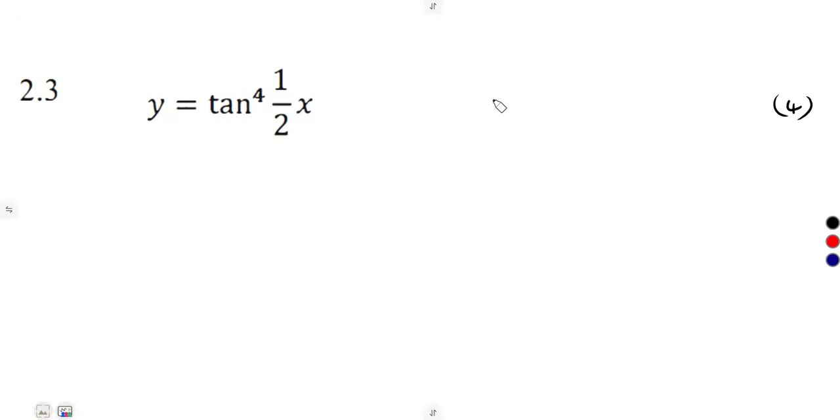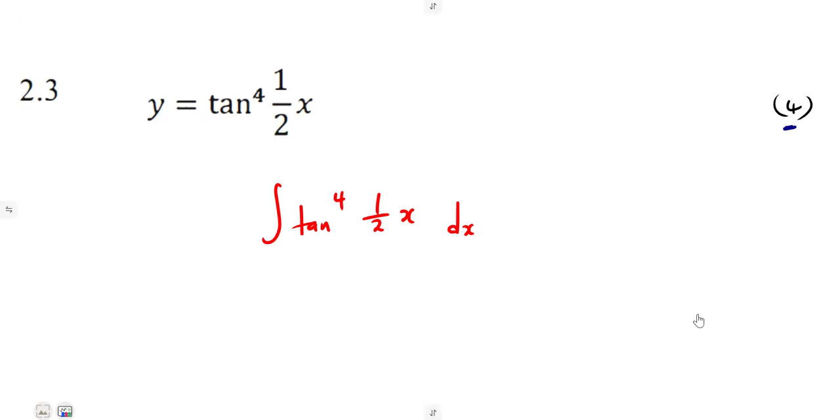So in this case, we are going to continue with our integrals, which was question number 2.3. That was a 4-mark question. We are given to integrate this part of y with respect to x. So that was the integral of tan to the exponent of 4 of half x, like this. So we must integrate this whole part with respect to x.